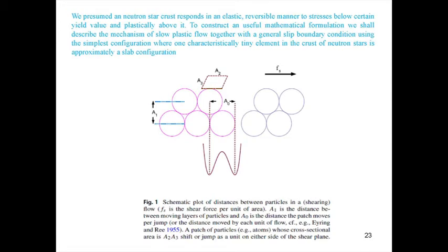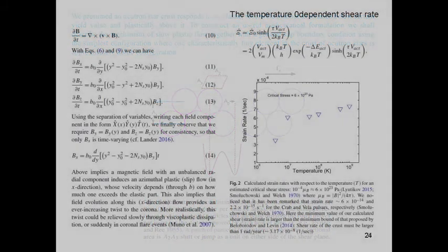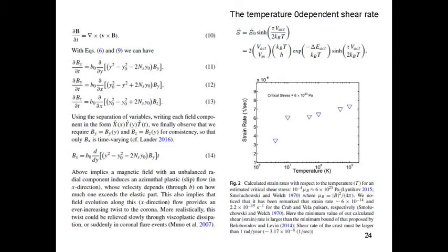To construct a useful mathematical formulation, we shall describe the mechanism of slow plastic flow together with a generic boundary condition, using the simplest configuration where one characteristically tiny element in the crust of neutron stars is approximately a slab configuration. The left equation implies a magnetic field with an unbalanced radial component includes an elasto-plastic slip flow in the x direction, whose velocity depends on how much one exceeds the elastic part. This also implies that field evolution along the x direction flow provides an ever-increasing twist to the corona. More realistically, this twist could be relieved slowly through viscoplastic dissipation, or suddenly in coronal flare events. The right diagram shows the temperature-dependent shear rate in the crust.